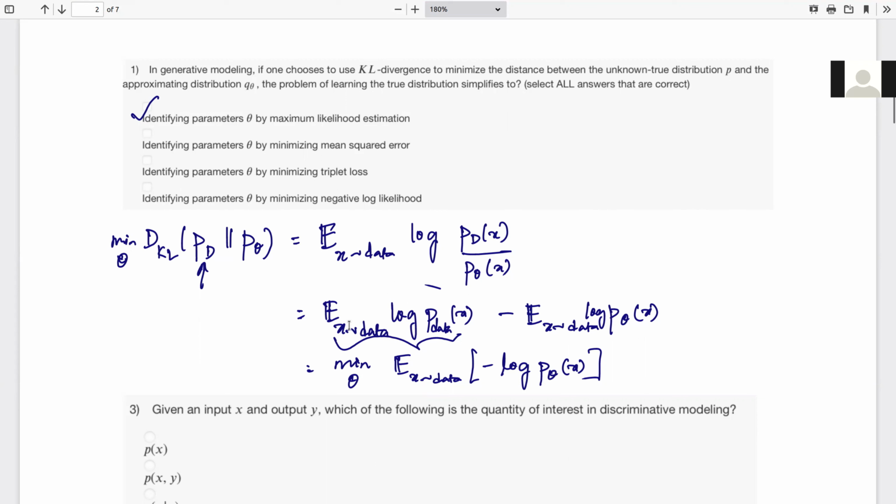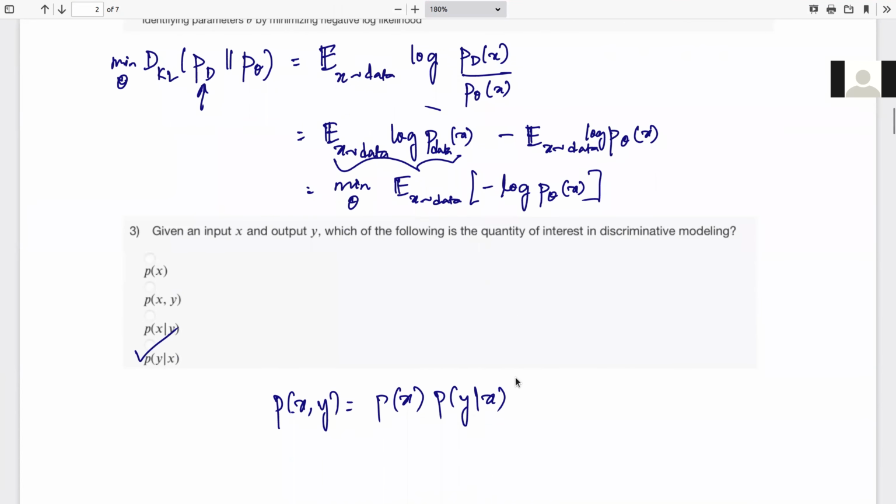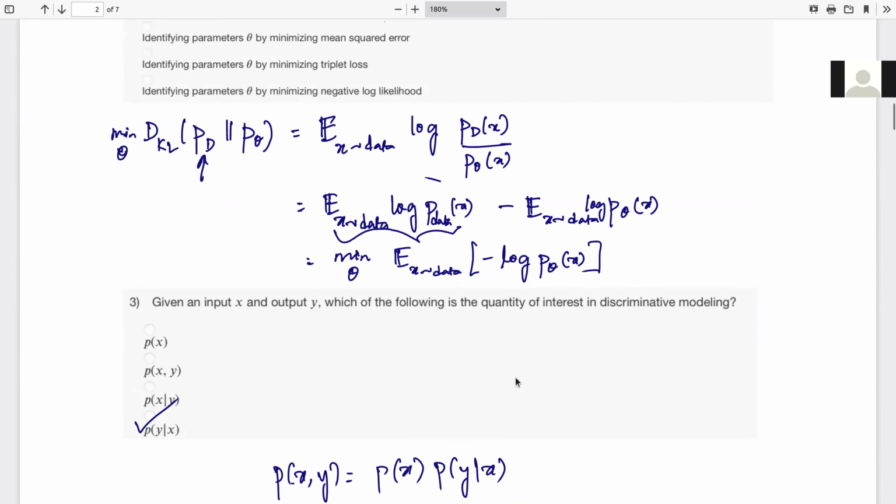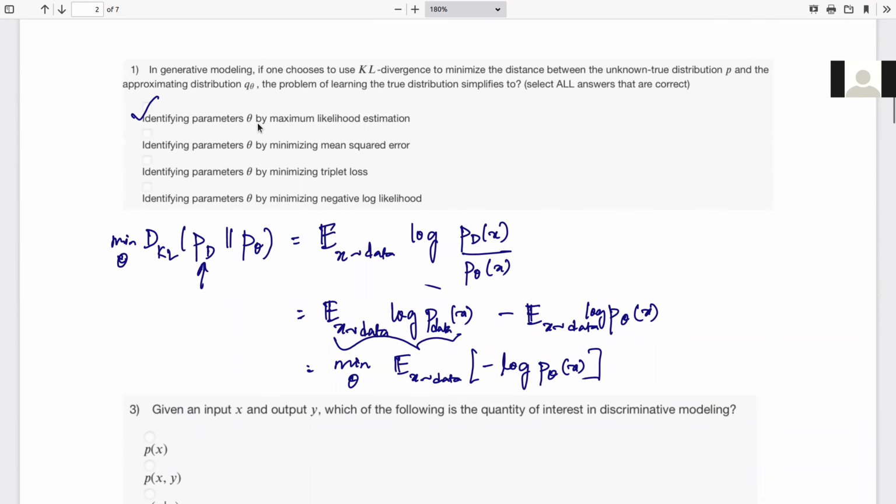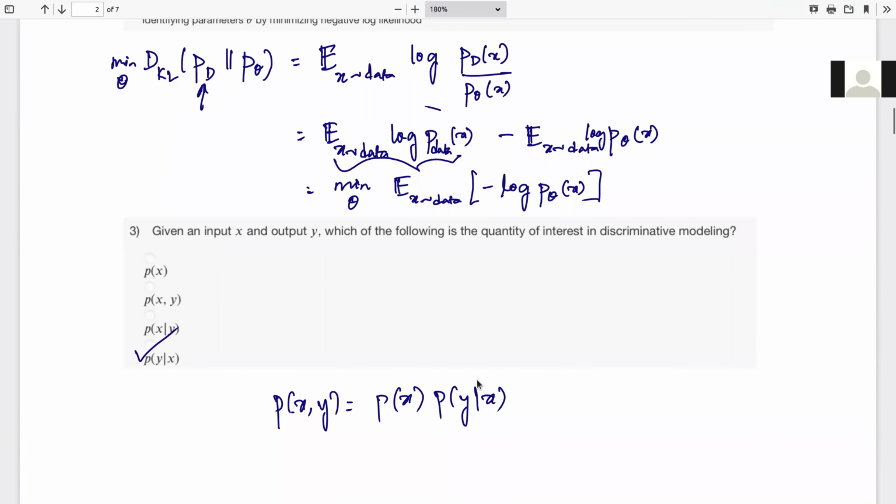So we can ignore this term and can just focus on this term, and this term is nothing but minimizing the negative log likelihood of the approximative distribution, okay, with respect to theta. Okay. So minimizing negative log likelihood, which is same as maximizing the log likelihood, and therefore identifying parameter theta by minimizing the KL divergence is equivalent to finding the parameters theta by maximizing the likelihood estimation of this training data, which we have seen.